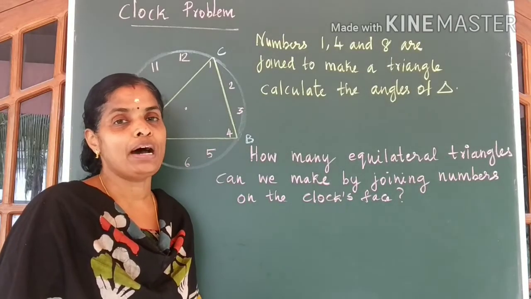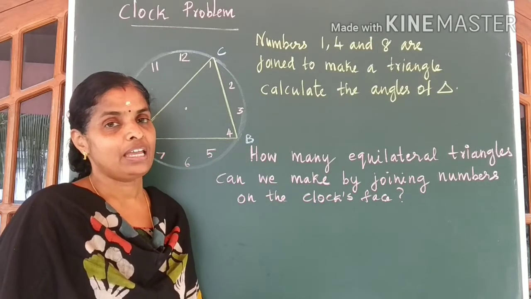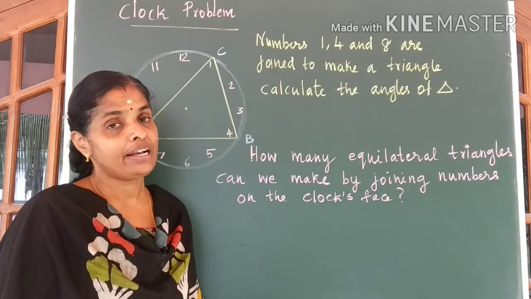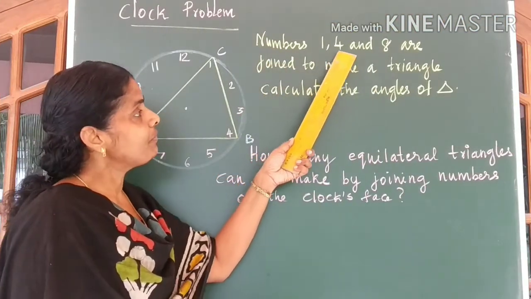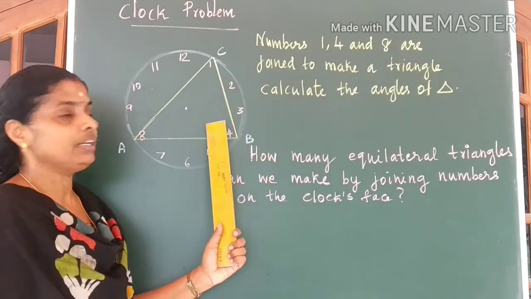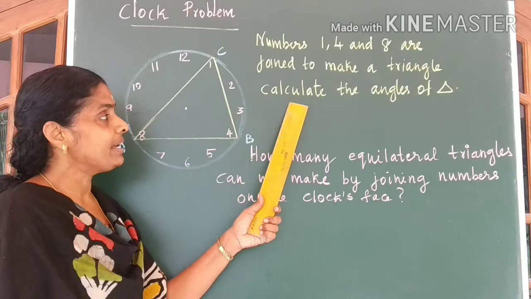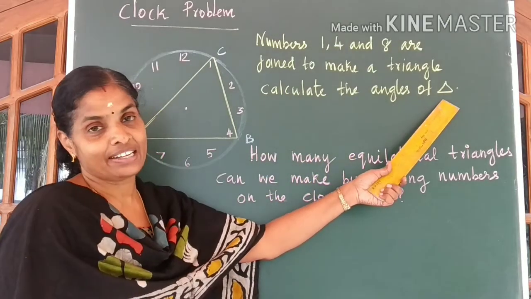Welcome to the fourth part of circles. Today we are discussing an important problem, first, a clock problem. Numbers 1, 4 and 8 are joined to make a triangle. Look at the figure. Question: calculate the angles of the triangle.